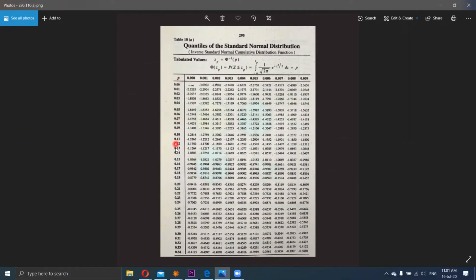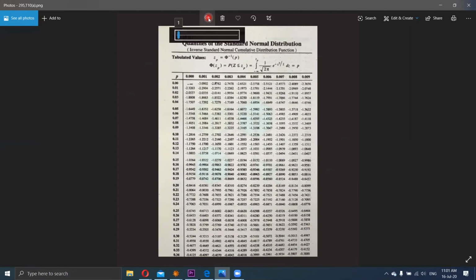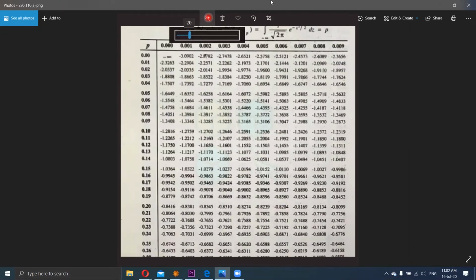and 0.025, this is 0.02, and 5 is under the column 5. This one answer is minus 1.96. We can observe the value from here is 0.96 under the column minus 1.96, and the same value for the 0.975.